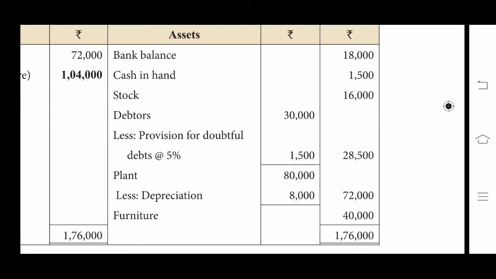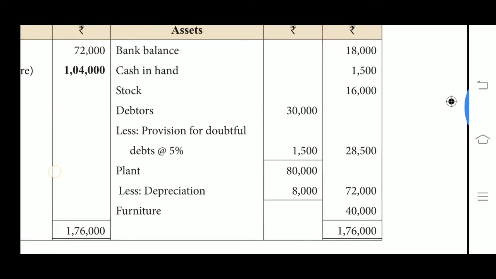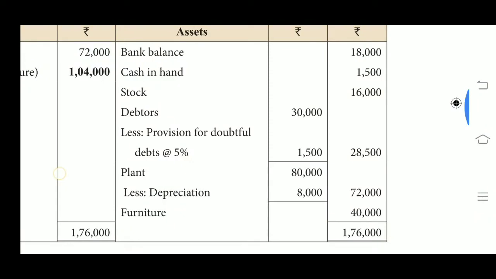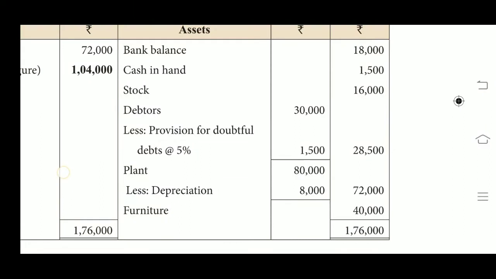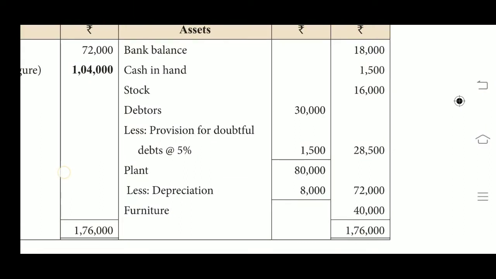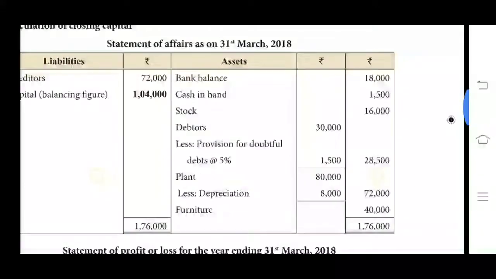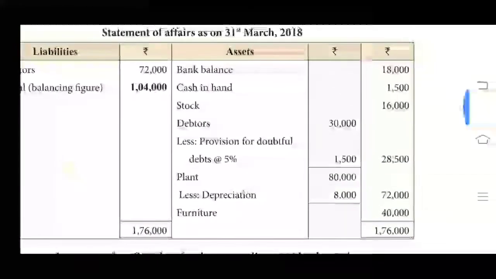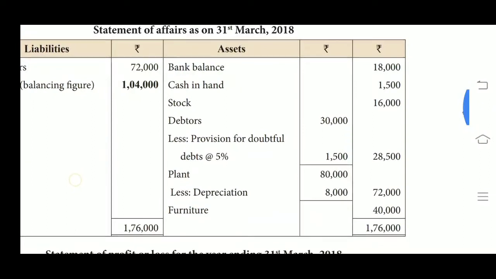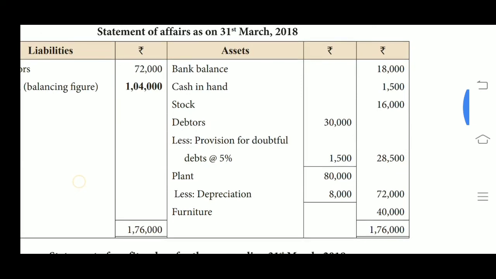So when we find 5% of the debtors value, 30,000 into 5 by 100 is 1,500. So deduct this value from the current debtors. So you can straight away enter 28,500 in the outer column. And then plant, another adjustment. Plant is one of the assets. So less depreciation at 10%. 10% of 80,000 is 8,000. So 80,000 minus 8,000 is 72,000, which will be entered in the outer column. No adjustment for furniture. So furniture 40,000.